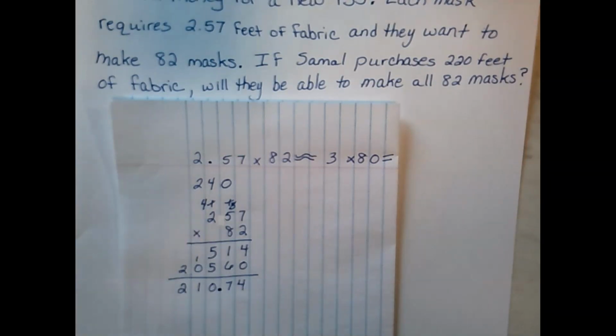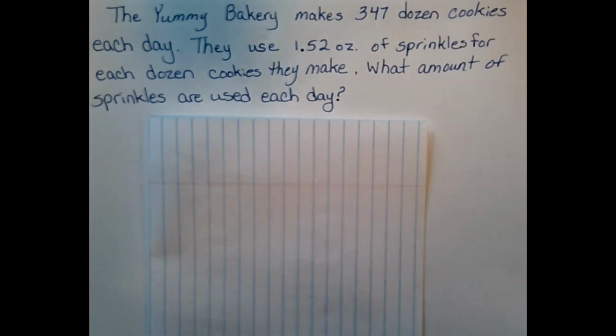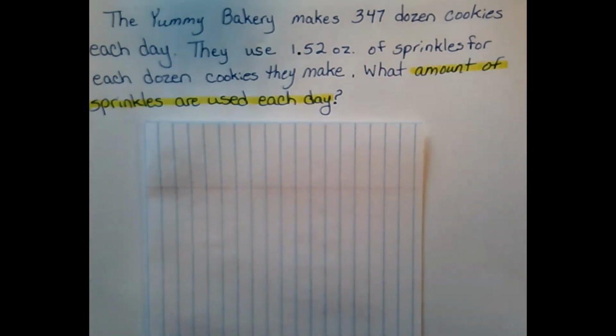Let's try another problem. The Yummy Bakery makes 347 dozen cookies each day. They use 1 52/100 of an ounce of sprinkles for each dozen cookies they make. What amount of sprinkles are used each day? Take a moment and determine what it is we're trying to find out. Correct. We want to know the amount of sprinkles that are used each day at the Yummy Bakery. Pause here and round and create your estimate and set up your problem.